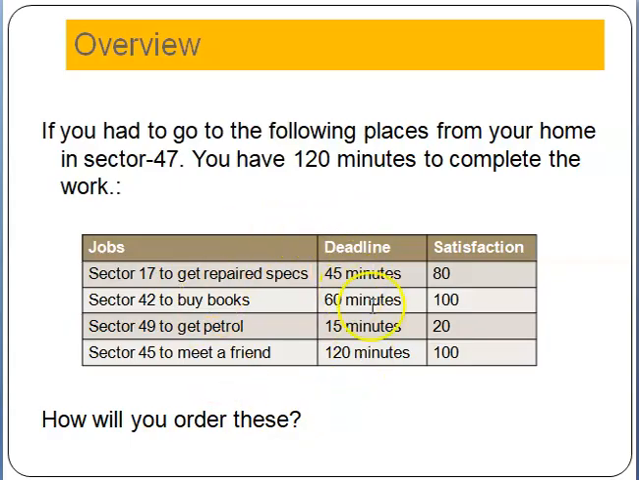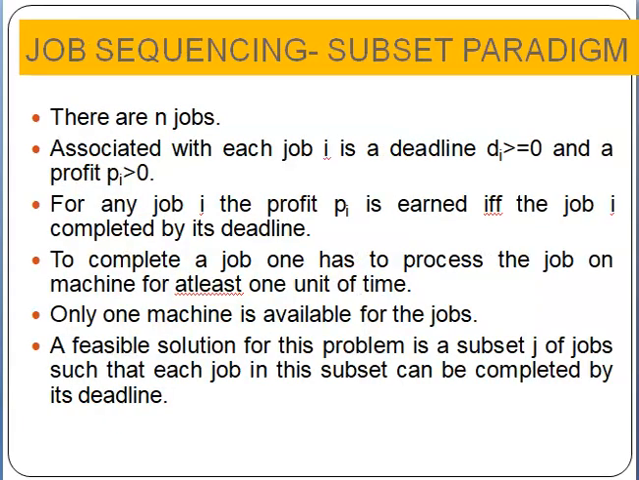Now, how you are going to select the jobs is, first of all, the deadline has to be kept in mind. So whether you like it or not, you have to go to the petrol pump because only a 15 minute deadline is there. So you have to go to the petrol pump to get the petrol. And then the relative order of selection will depend upon how much profit or satisfaction you are getting from selection of that particular item. So this is how we will organize the method of selection for all these jobs, and therefore we will solve the job sequencing problem.